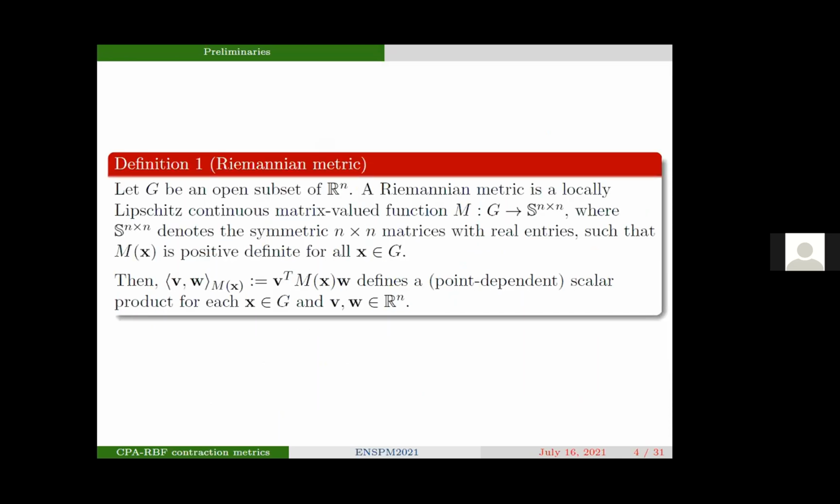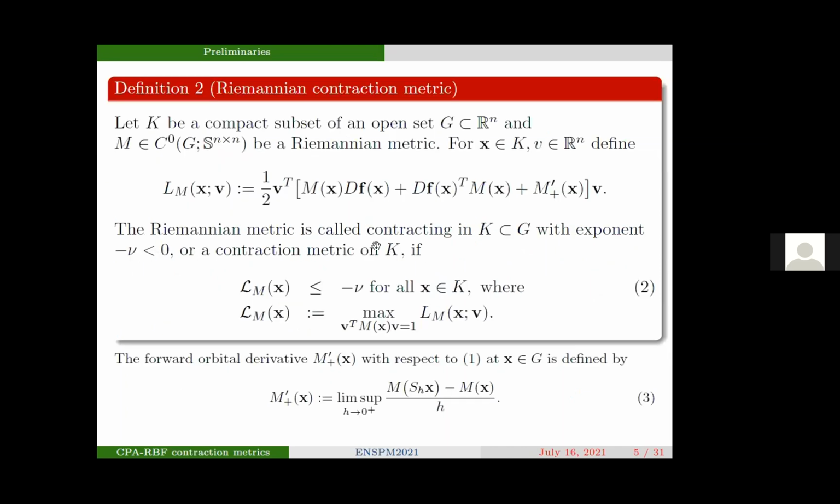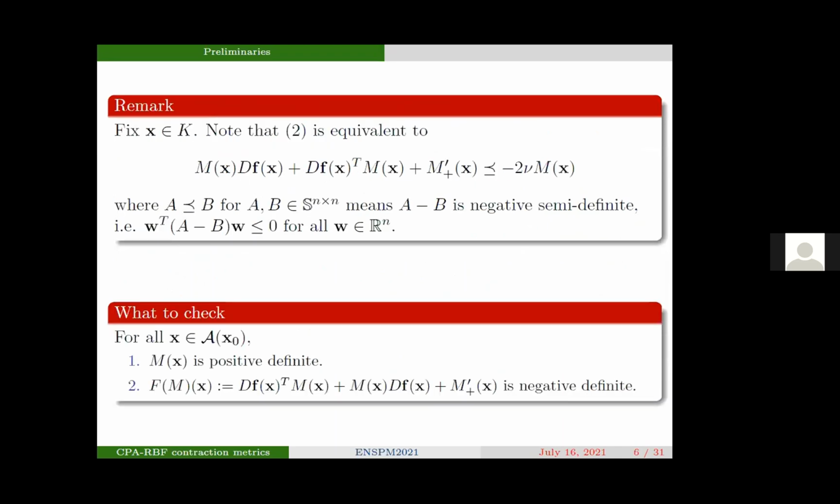The method we use is using Riemannian contraction metrics, which are locally elliptic continuous matrix-valued functions, which are positive definite at each point, and also have the property that this L_M operator has the following property, or equivalently is negative definite. So there are two things to check: M being positive definite and L_M being negative definite at each point inside the basin of attraction.